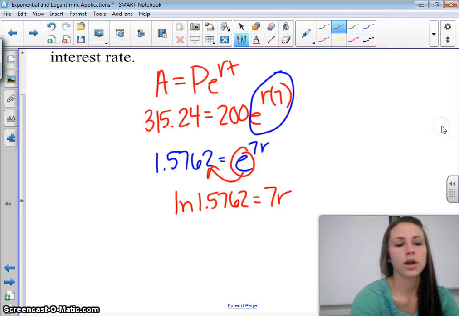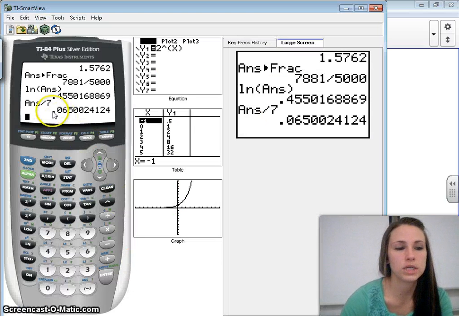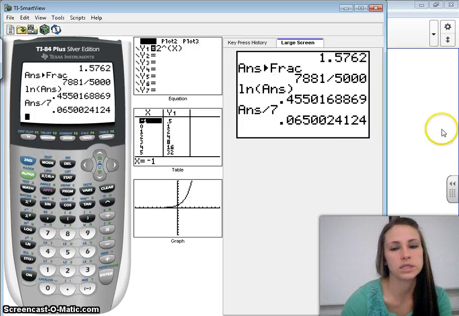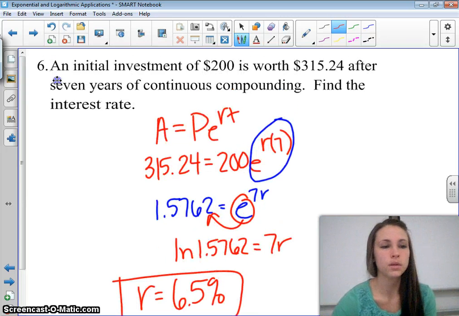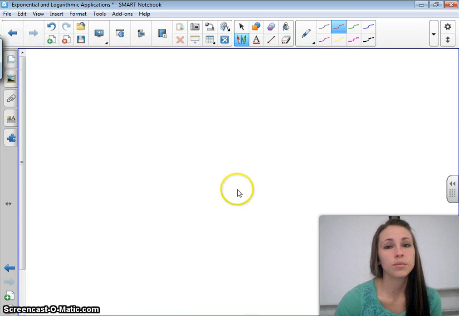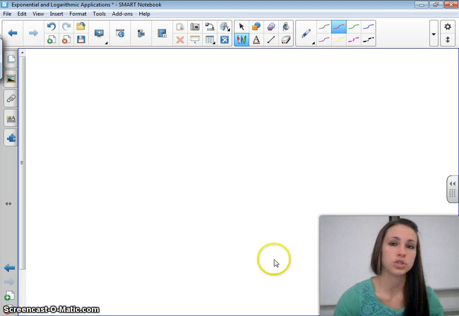Now, if they are asking you for a rate, they're asking you for a percentage. So if I were to turn this into a percent, I would move the decimal over 2 places, and that would round to 6.5%. So that would be my rate. And that's all of these kinds of problems that I'm going to give you as examples. I think that should be enough. If you have any questions, just let me know.